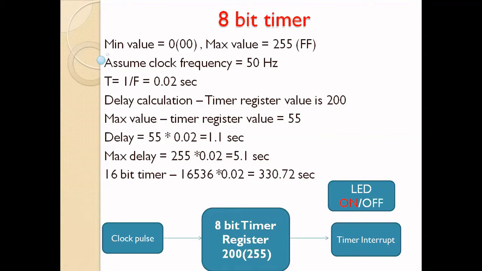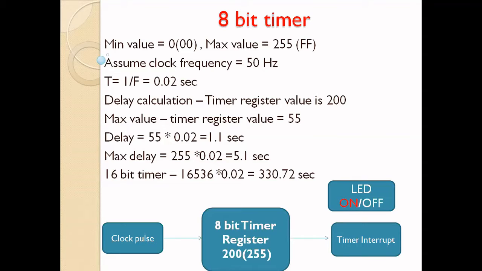So now there are various types of timers available. I'm going to explain an 8-bit timer. In an 8-bit timer, the minimum value is 0 and the maximum value is 255. In hexadecimal, it is called 00 and FF. Just assume that the clock frequency is 50 Hz. So T is equal to 1 by F, time is equal to 1 by F. So we will get 0.02 second.